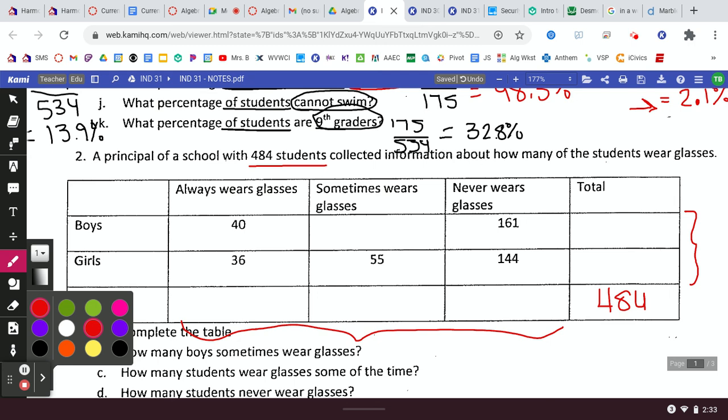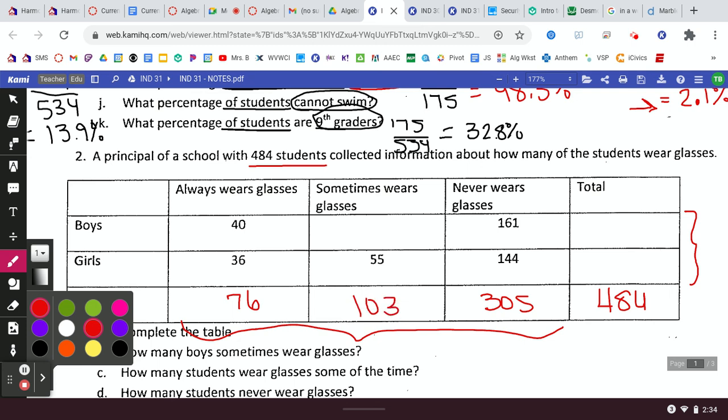Now, we have a couple of columns that right off the bat we can add up. We can add up 40 plus 36 to get 76. And we can add up 161 plus 144 to give us, what is that, 305? Check me. I did it in my head real quick. 305. Now that we have that, and we know the total has to equal 484, and we know that 305 never wear glasses and 76 always wear glasses, we can subtract 305 and 76 from the total number of students to fill in the sometimes block. So we have 484 minus 305 minus 76 gives us 103.